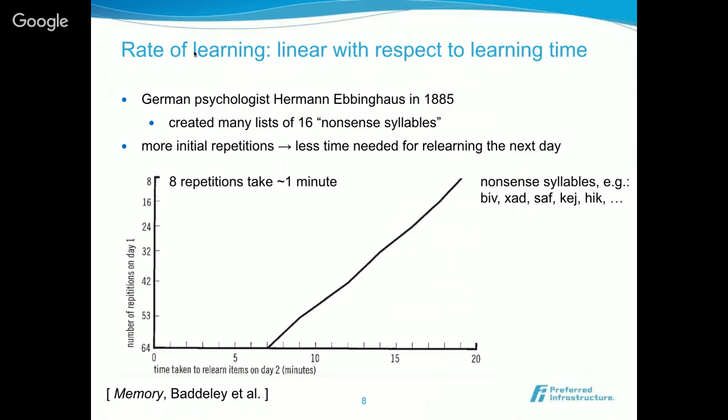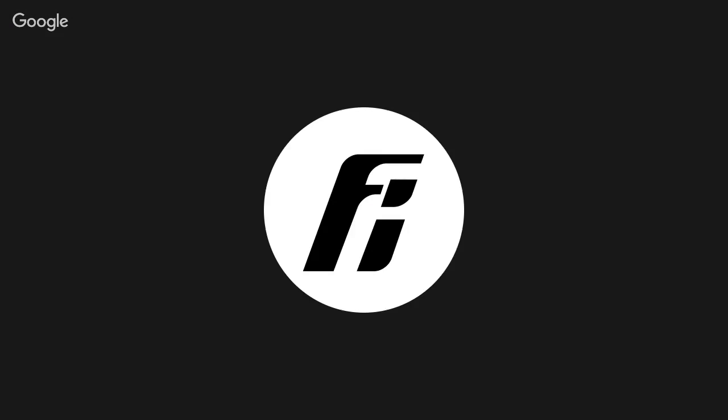The German psychologist Ebbinghaus was a pioneer in the scientific study of memory, and he only ever tested one subject, namely himself. He created many lists containing 16 so-called nonsense syllables, and you can see an example of what they look like at the side of the graph. They were pronounceable, but they didn't really have any real meaning, and in this way he could eliminate any influence from his prior knowledge in the experiment.